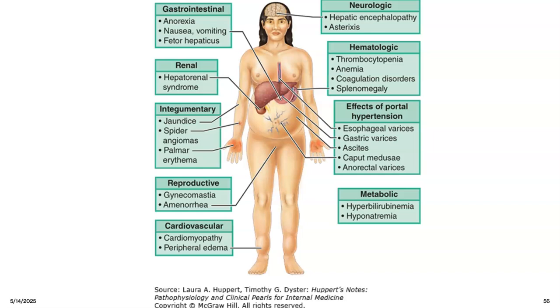Cardiovascular complications like cardiomyopathy and peripheral edema, neurologic complications like hepatic encephalopathy and asterixis, hematologic complications like thrombocytopenia, anemia, coagulation disorders, and splenomegaly, and effects of portal hypertension like esophageal varices, gastric varices, ascites, caput medusa, and anorectal varices. Patients will also typically have hyperbilirubinemia and hyponatremia. Patients may have all or just some of these manifestations, depending on the severity of their disease.